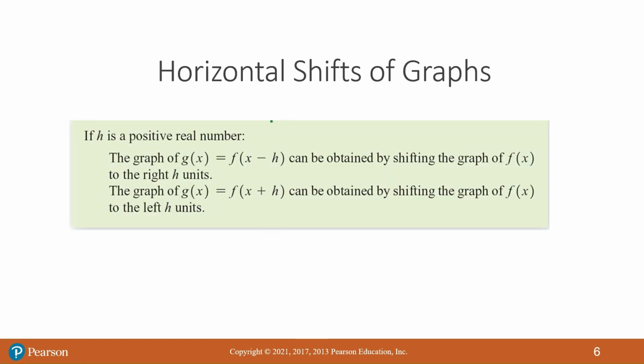Now, if we're looking at horizontal shifts of graphs, it says if h is a positive real number, the graph of g of x equals f of x minus h can be obtained by shifting the graph of f of x to the right h units. So a minus on the inside is a shift to the right. The graph of g of x equals f of x plus h can be obtained by shifting the graph of f of x to the left h units. So an addition on the inside shifts it to the left.